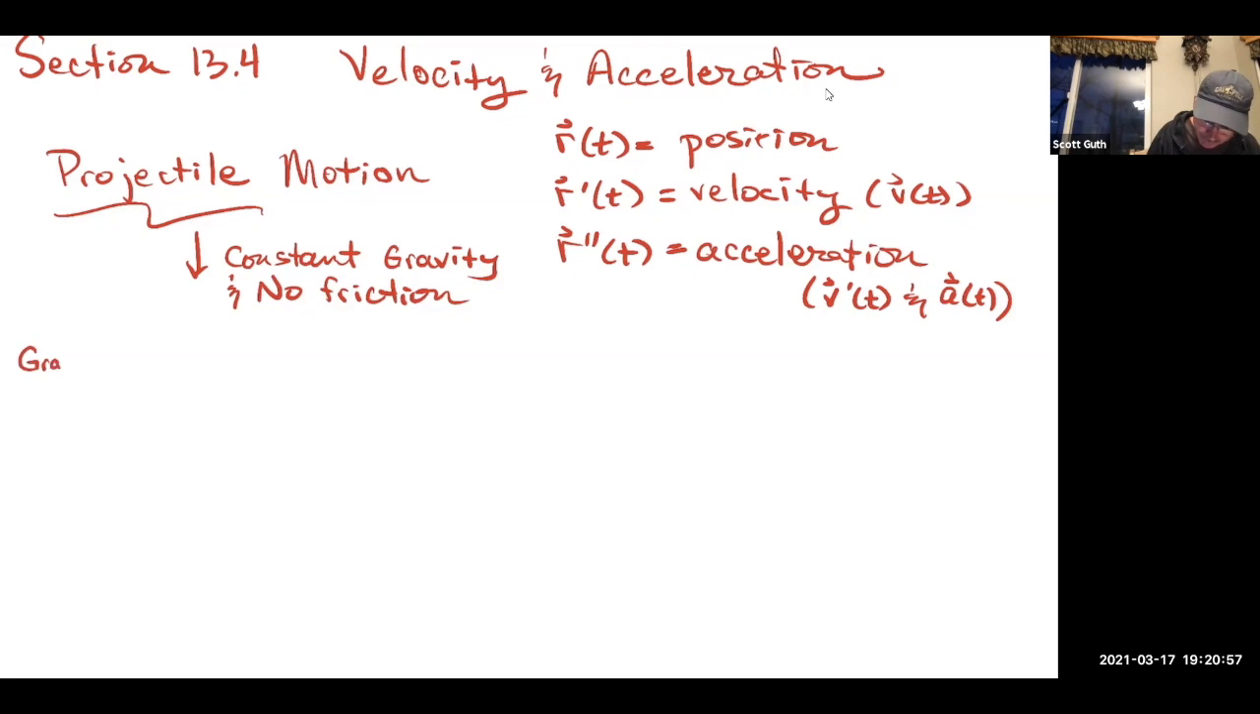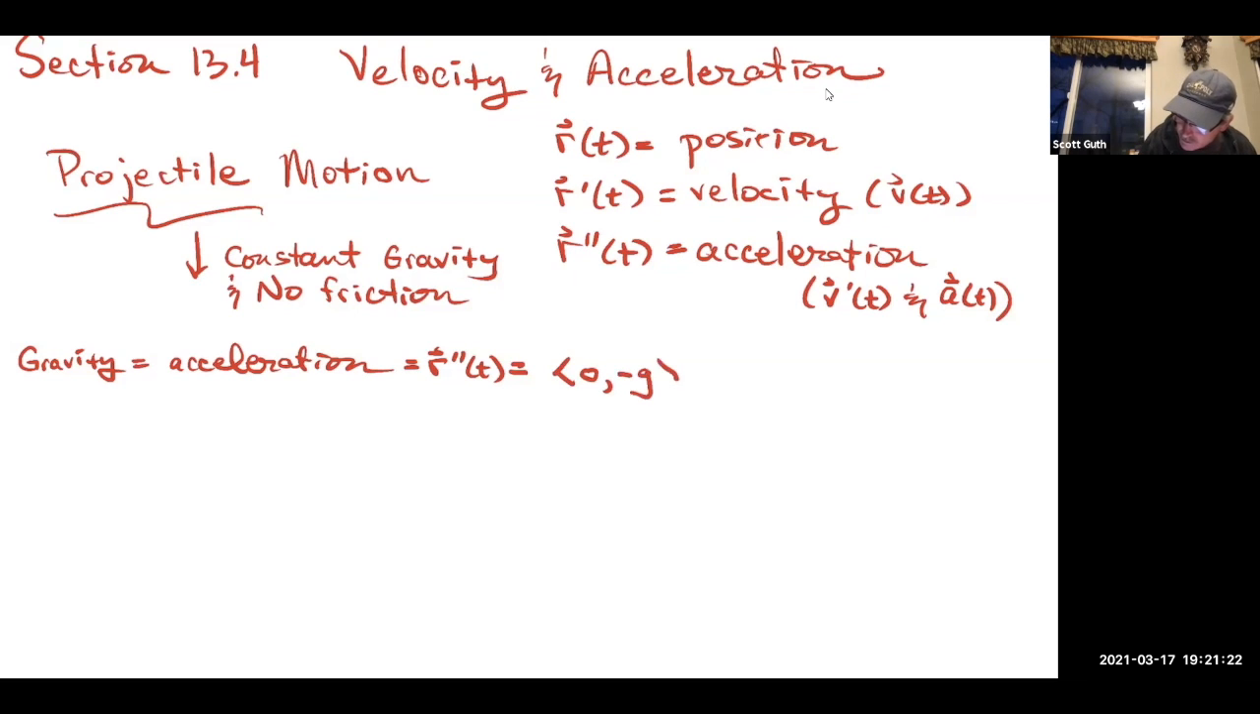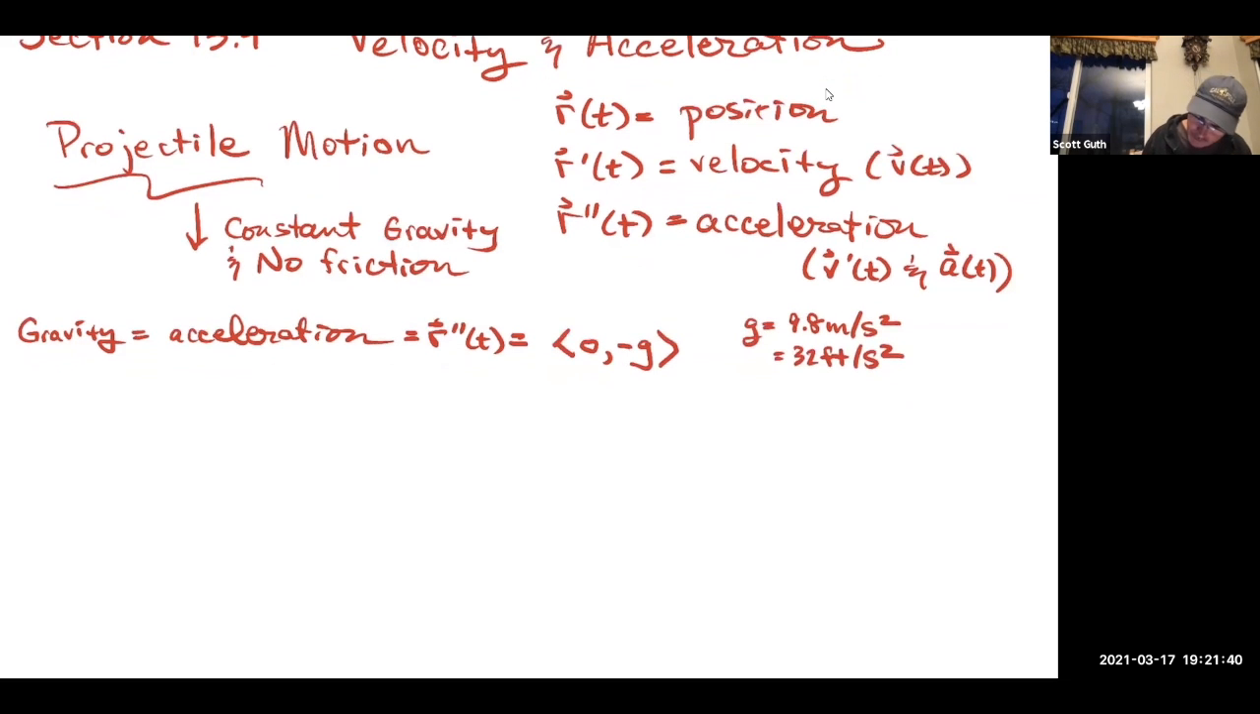So gravity is acceleration. Okay. And so I'm going to do r double prime for gravity. It's constant, so let's just call it 0, negative g. And of course, g is going to be 9.8 meters per second squared in metric, or let's say 32 feet per second squared in imperial units. And so then what we just want to do is to find a position function. But it'll be a vector function.